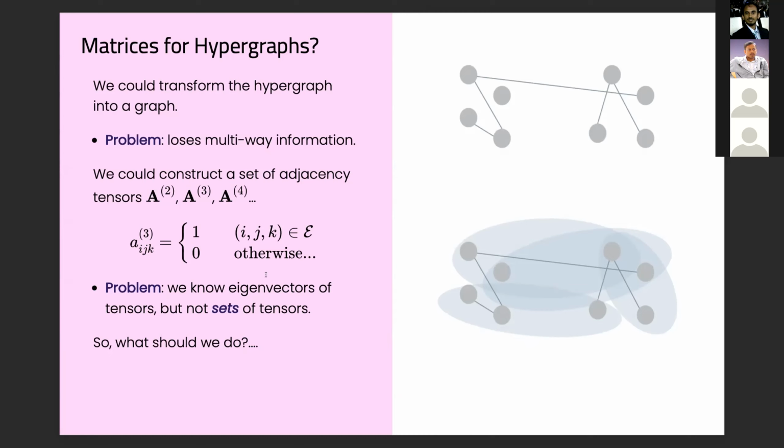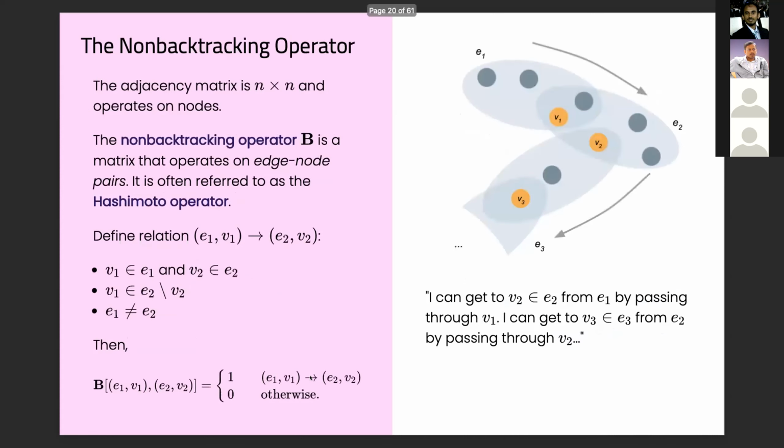Okay, but again, immediately trying to generalize the previous techniques that we saw for graph community detection is problematic because we know how to calculate eigenvectors of individual tensors, but trying to calculate eigenvectors of sets of tensors, especially tensors of different order, is not well understood yet. Okay, so what should we do? So one of the approaches in the literature is to generalize what's known as the non-backtracking operator to hypergraphs.